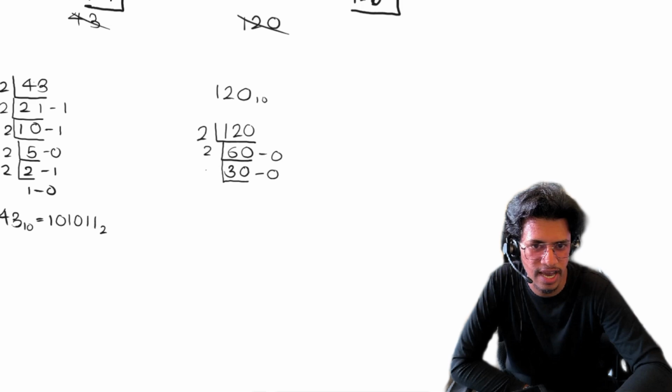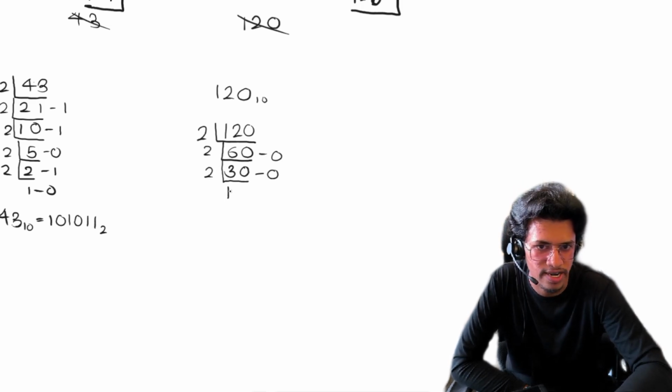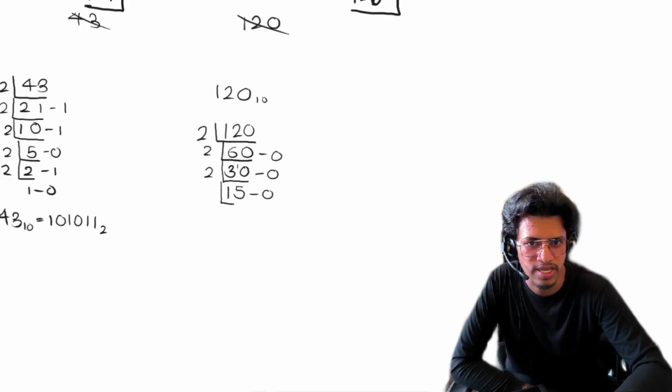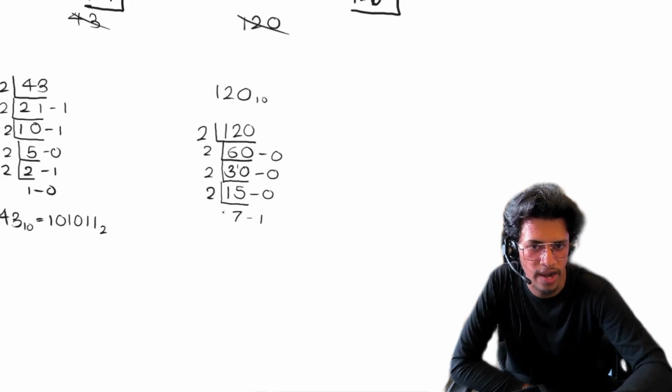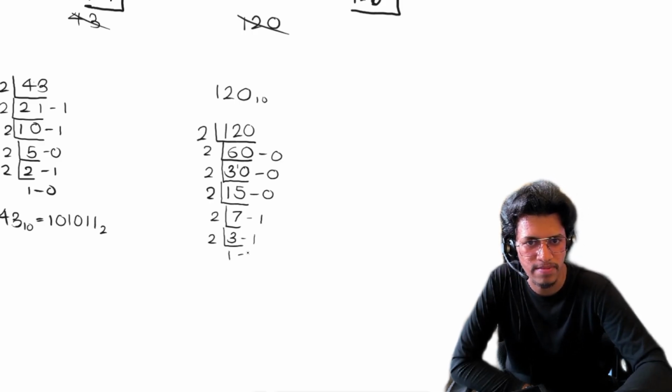Next we have 30 divided by 2. 3 divided by 2 is 1, and we get a balance of 1. 10 divided by 2 is 5, and balance is 0. Then 15 divided by 2, we get 7 and a balance of 1. 7 divided by 2 is 3 and balance 1. 3 divided by 2 is 1 and balance 1.